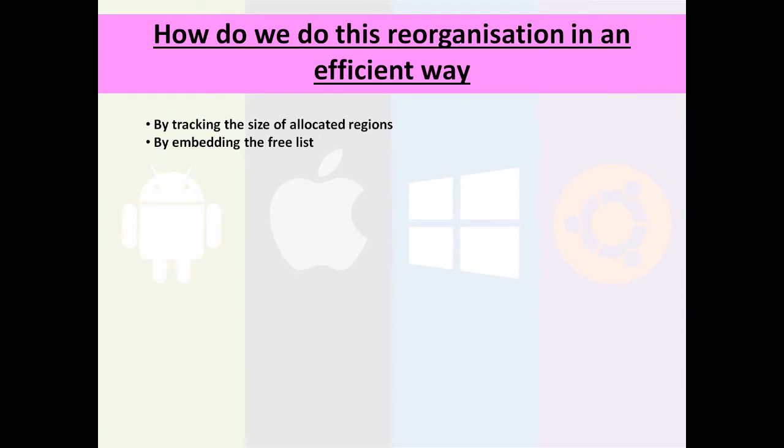So we've talked about coalescing and splitting. So how do we do this reorganization of our free memory in an efficient way? Well, this requires two components, or performing two things. The first is we need to be able to track the size of these allocated regions, okay? And we also need to be able to embed our free list directly onto the heap so that it is accessible.